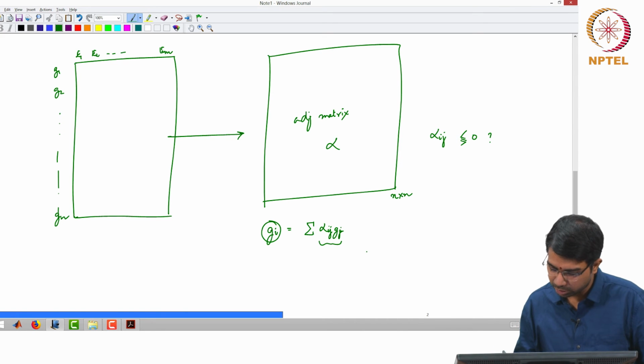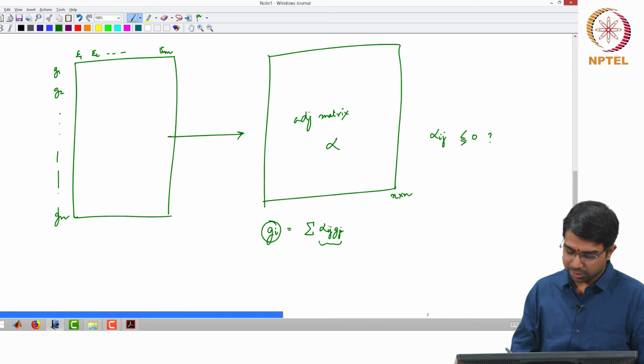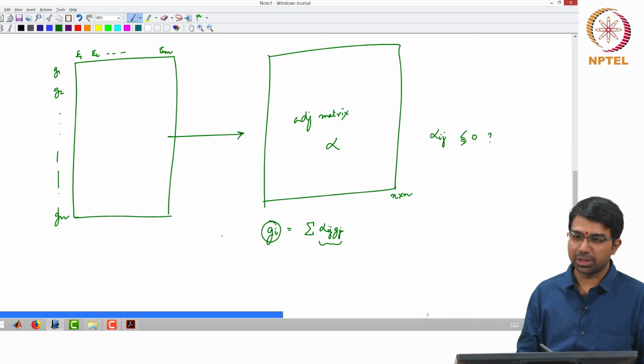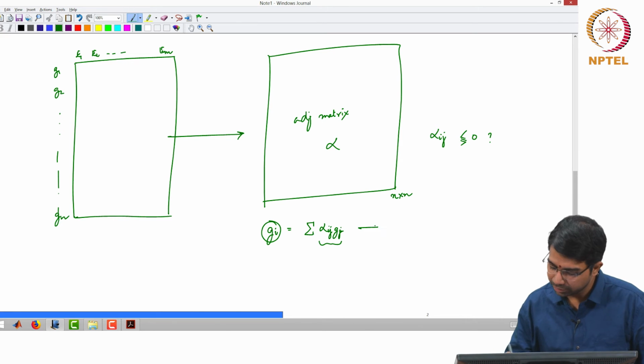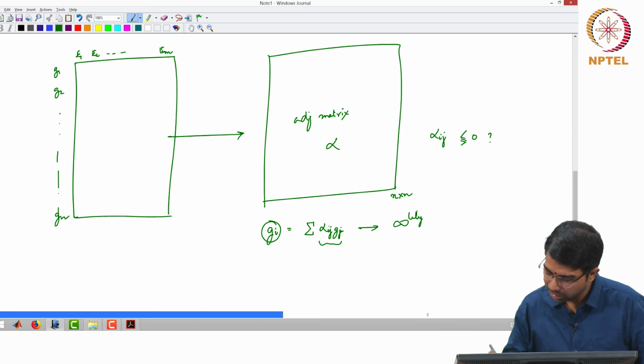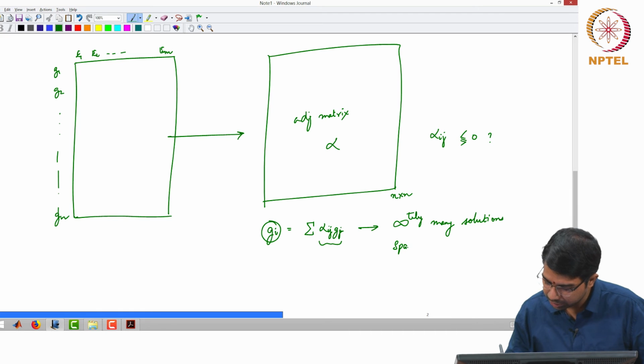So, if this is the matrix that you want to infer, then you can say it is equal to alpha ij into gj. Right. So, the expression level of a gene in a particular condition and so on. So, how do you infer this? Obviously, you might have infinitely many solutions. So, one way is to look for sparse solutions and so on.